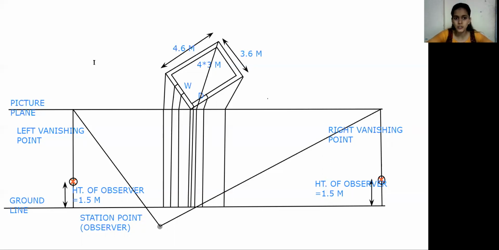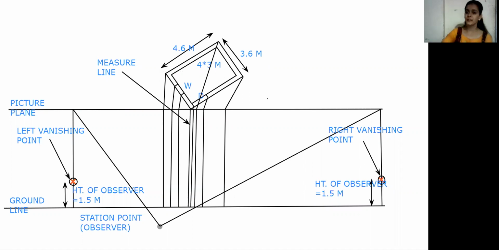Also, we need to show the measure line. Show all of these things with the help of arrows. So the pre-drawing for the perspective view is ready.